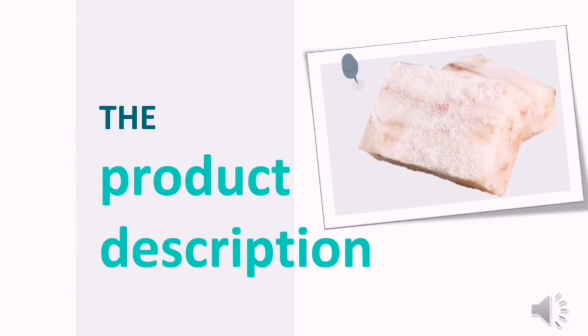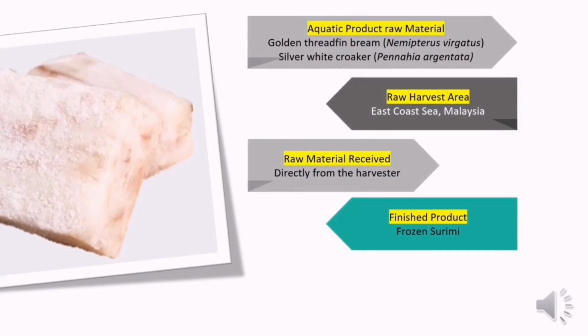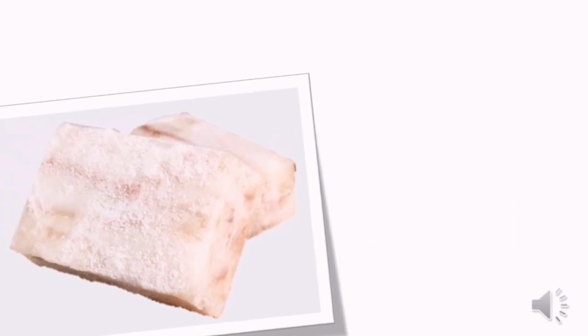I will present the product description of our company. Our product is from aquatic raw material, which is golden threadfin bream, Nemipterus regatus, and silver white croaker, Pennahia argentata. The raw harvest area is at East Coast Sea, Malaysia, and the raw material that we will receive is directly from the harvester, and the finished product of our company is frozen surimi.